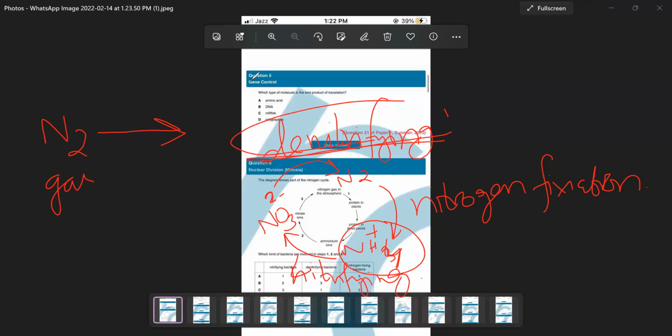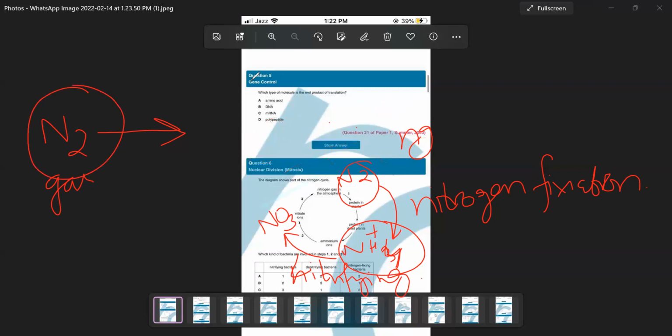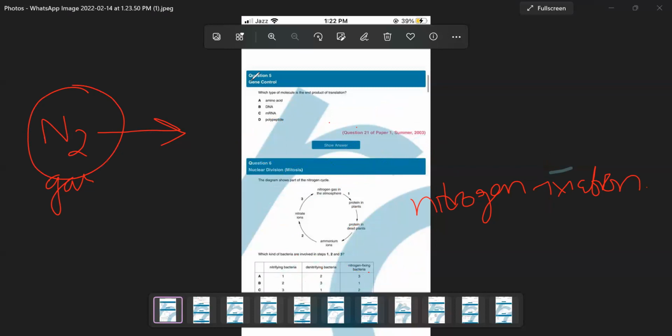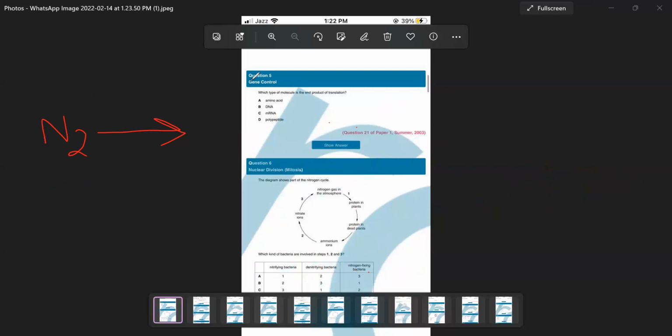The cycle ends at N2? It ends at N2 again by denitrifying. But it can again also get nitrogen fixated, right? Yeah. So essentially you need to keep N2 in mind. If you keep N2 in mind, everything else becomes easier. For instance, let's go over this again. I'm telling you, keep N2 in mind.